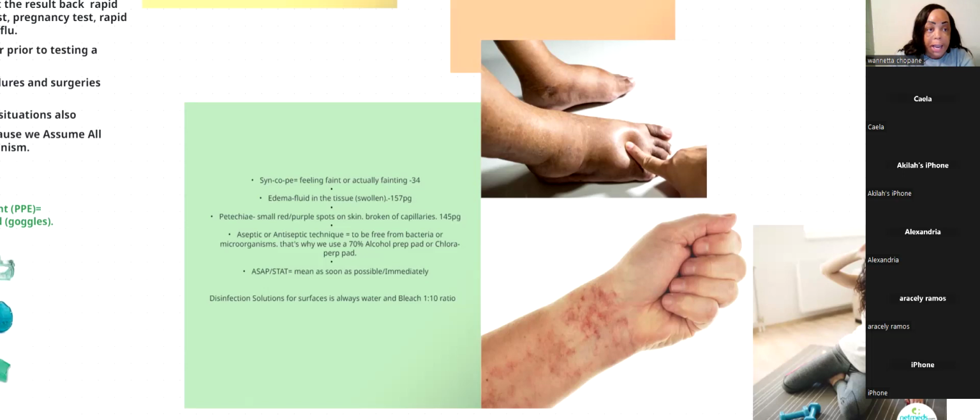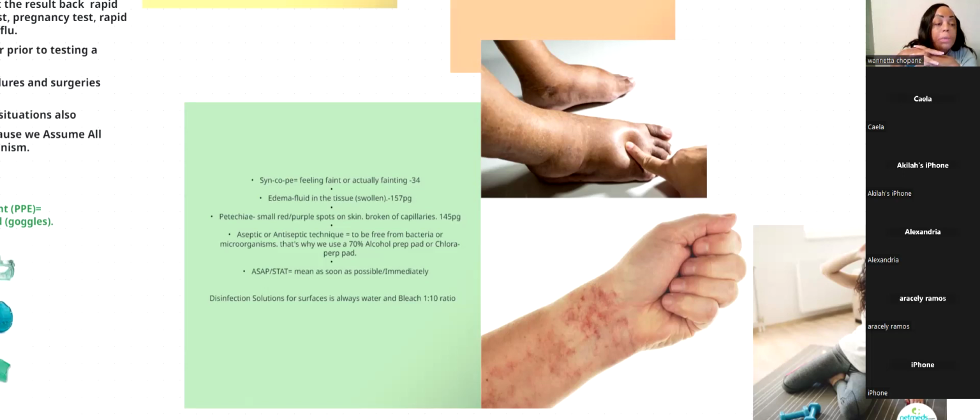On page 157, matter of fact, on the same page that we did for our capillary sticks: patients with edema or swelling of hands are not good candidates for capillary punctures. Their capillary blood is likely to contain a high volume of fluid. So we don't stick fingers or draw from the hands or from the antecubital fossa if we see fluid or if it's swollen, okay? Edema, fluid in the tissue.